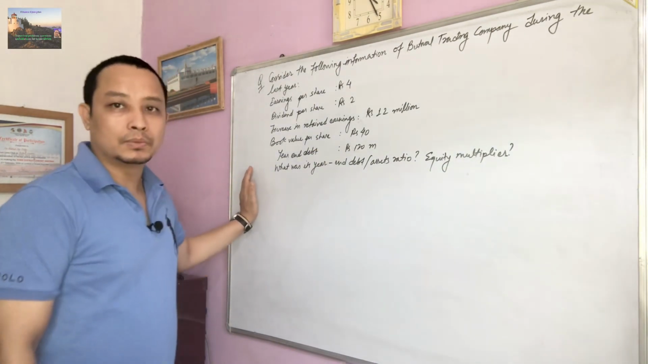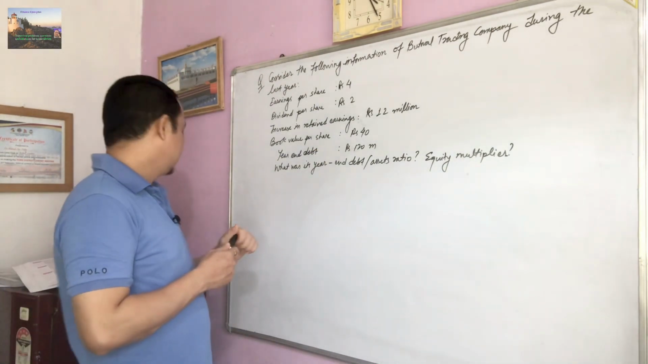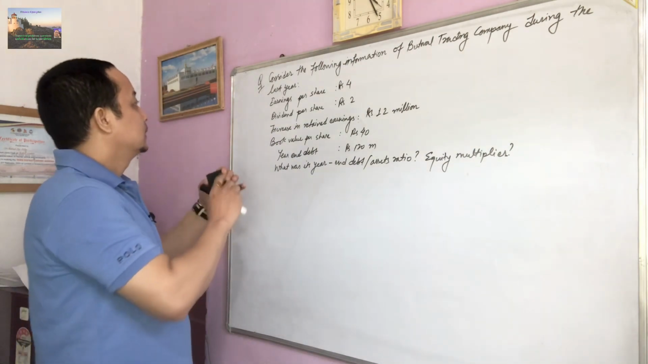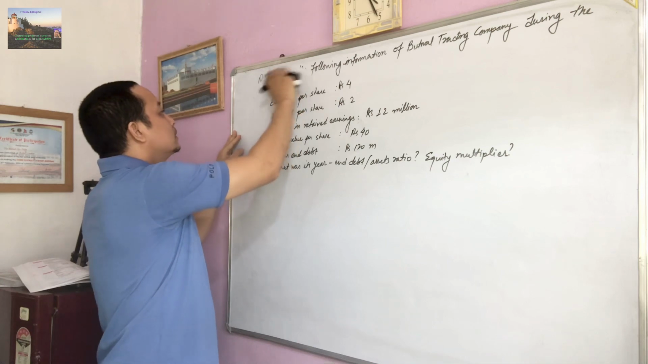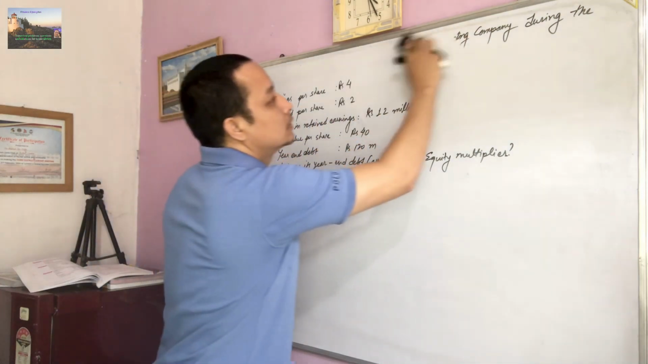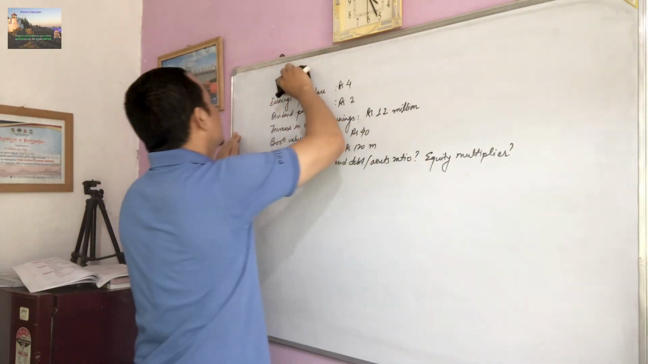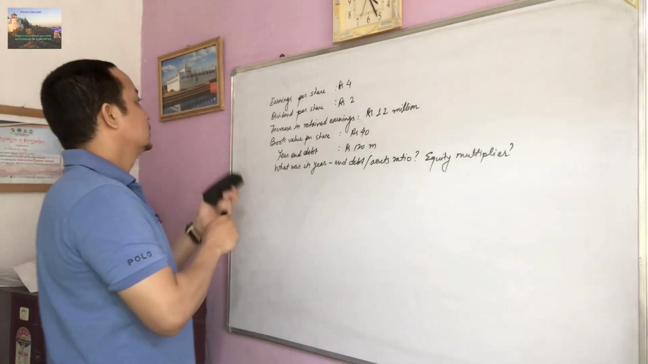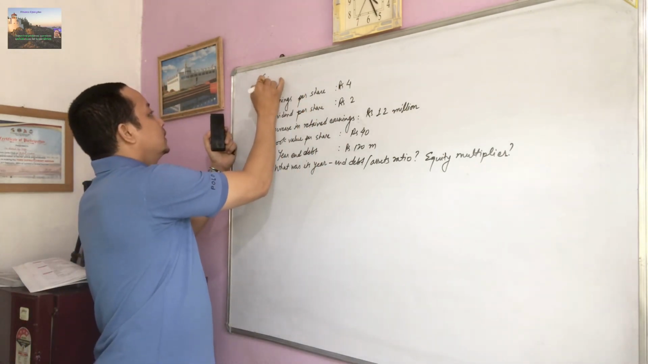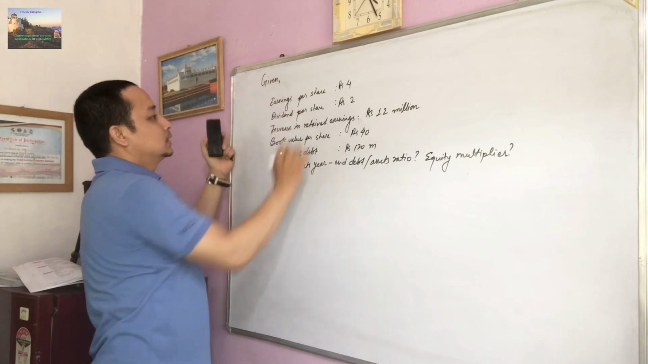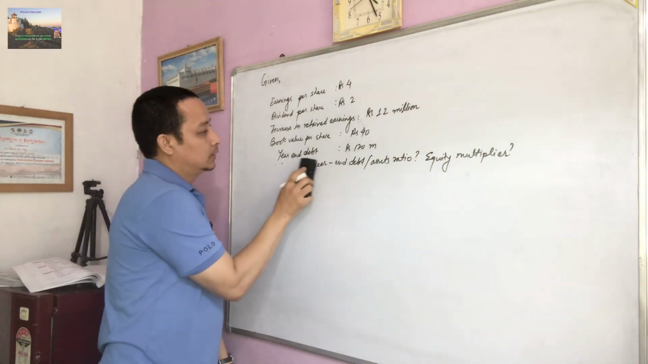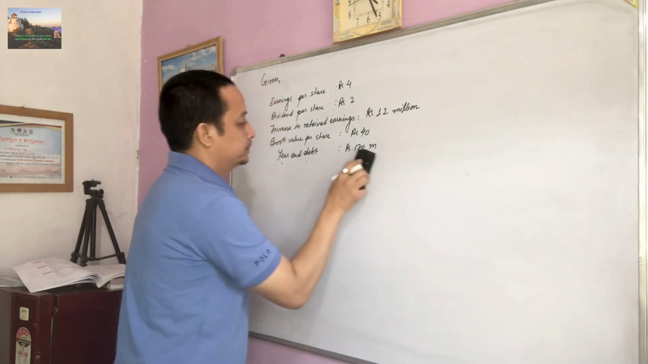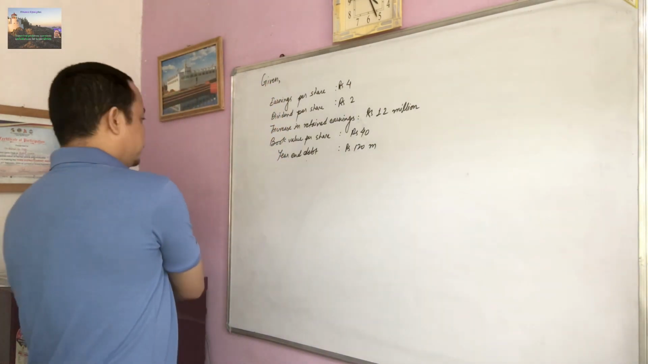So now let's solve the problem. Let's first write the given. I'm going to write here the given by drawing this question head. So these are the given here, and you are required to find debt asset ratio and equity multiplier. So here now, solution.